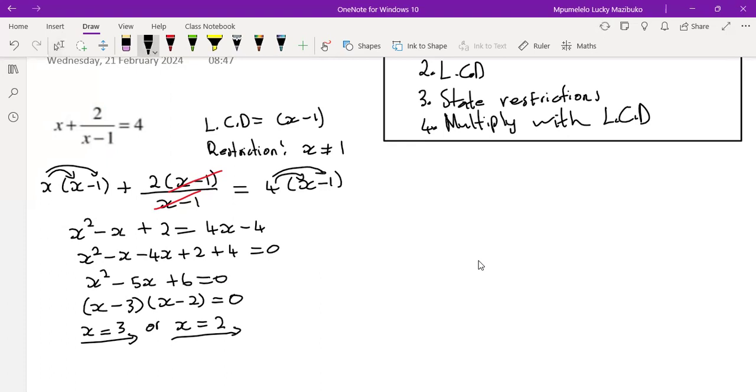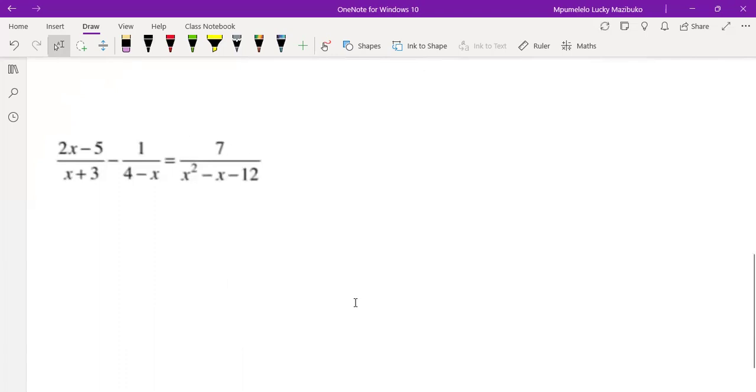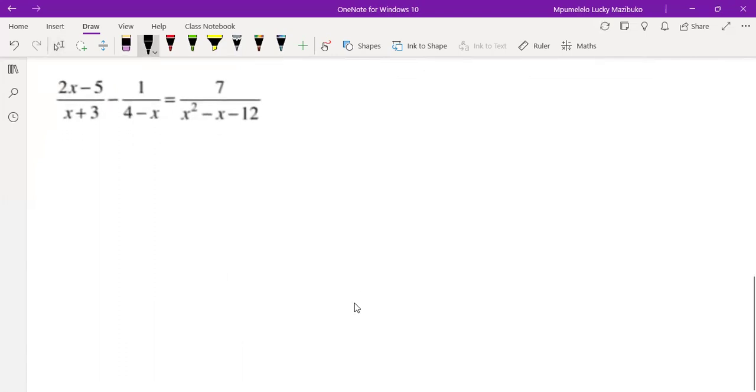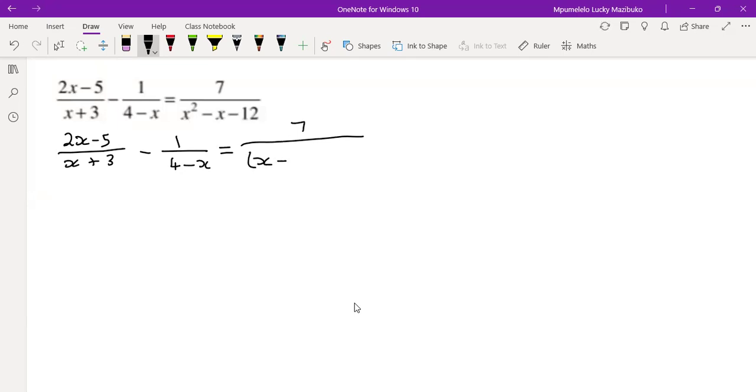All right, this was a simple one. Let's look at something that is a little bit challenging for us as well. So step number 1 again, you have to ensure denominators are factorized. So we realize this one is not fully factorized. Therefore, we want to factorize it. Okay, so 2x minus 5 all over x plus 3 minus, I'm going to write this the way it is for now, 1 over 4 minus x equals to 7 all over. If you factorize that, it becomes x minus 4 and x plus 3.